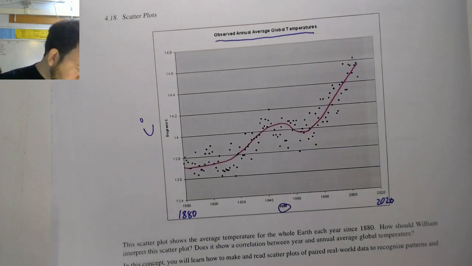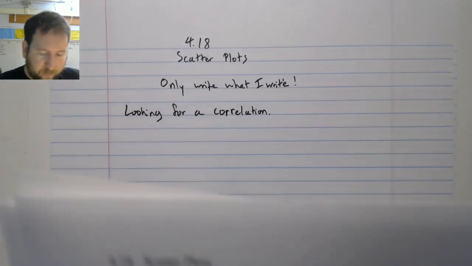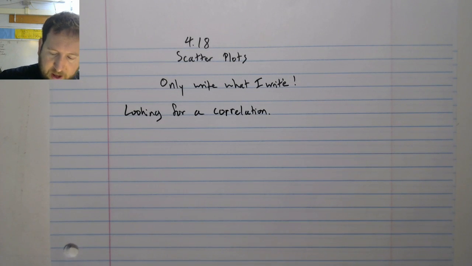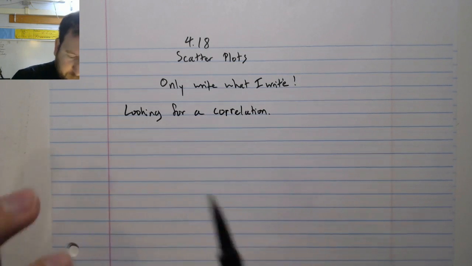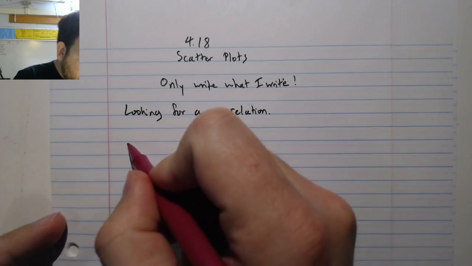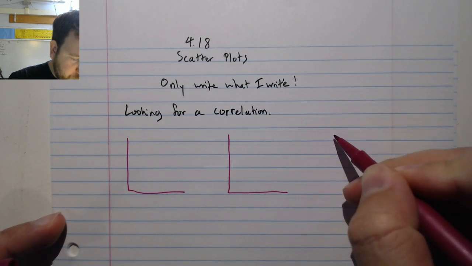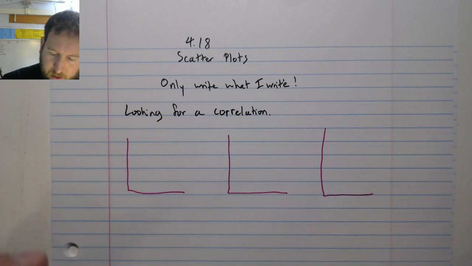Oops, I want to go back to my writing page. And there are three kinds of correlations. We're going to draw little miniature graphs. We're going to have 1, 2, 3. All right.